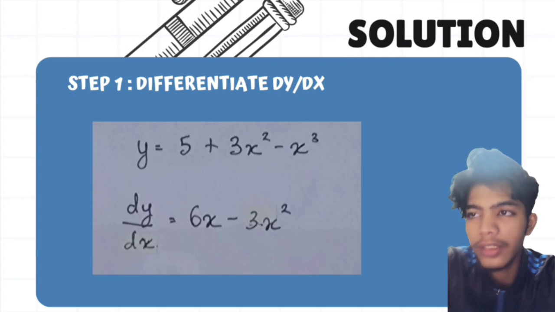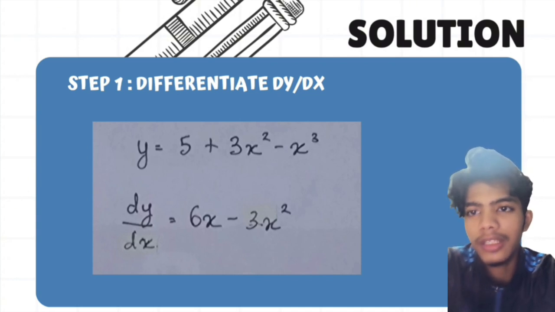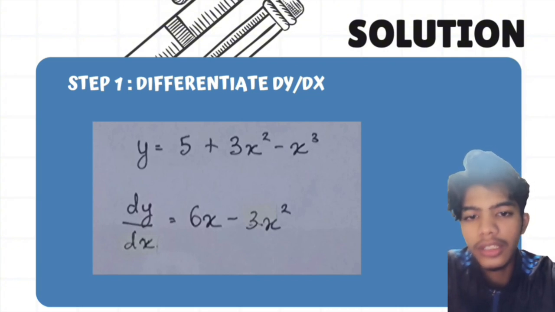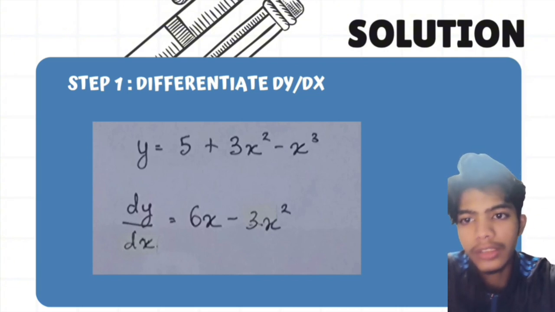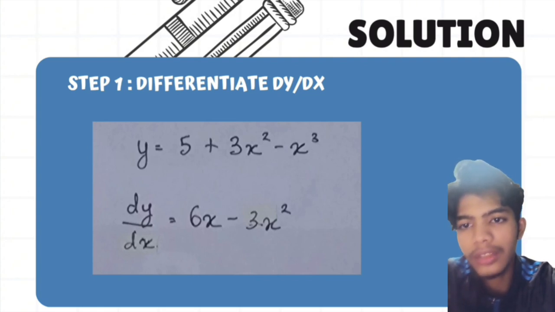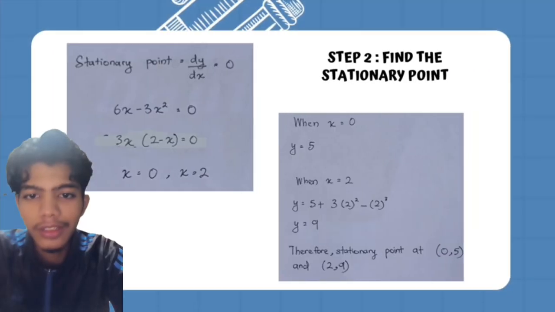First, we need to find the gradient at any point on the curve by finding dy by dx. So we will differentiate, starting with 5, and we will get 0. Then we differentiate 3x power 2 and we will get 6x. Then differentiate x power 3 and we will get 3x power 2. Alright, now we will go through to step 2.